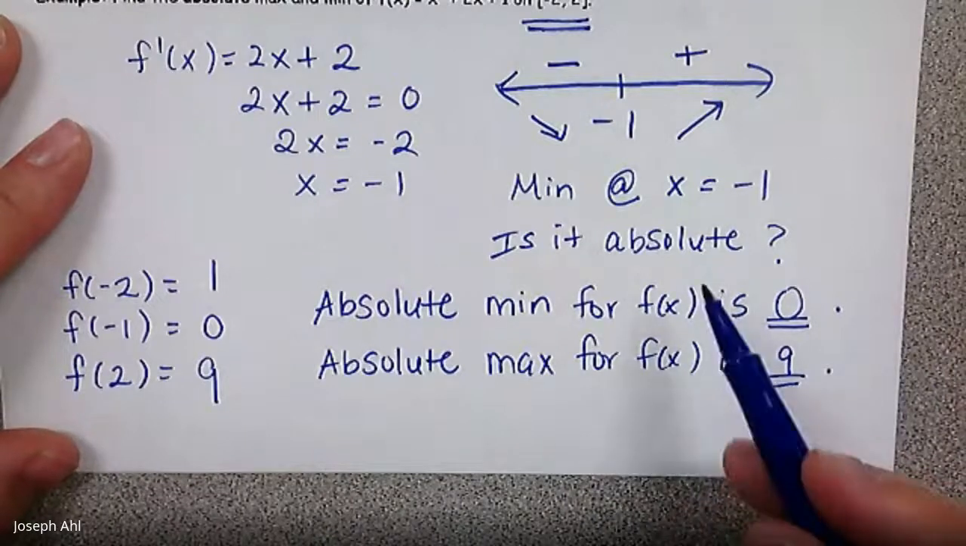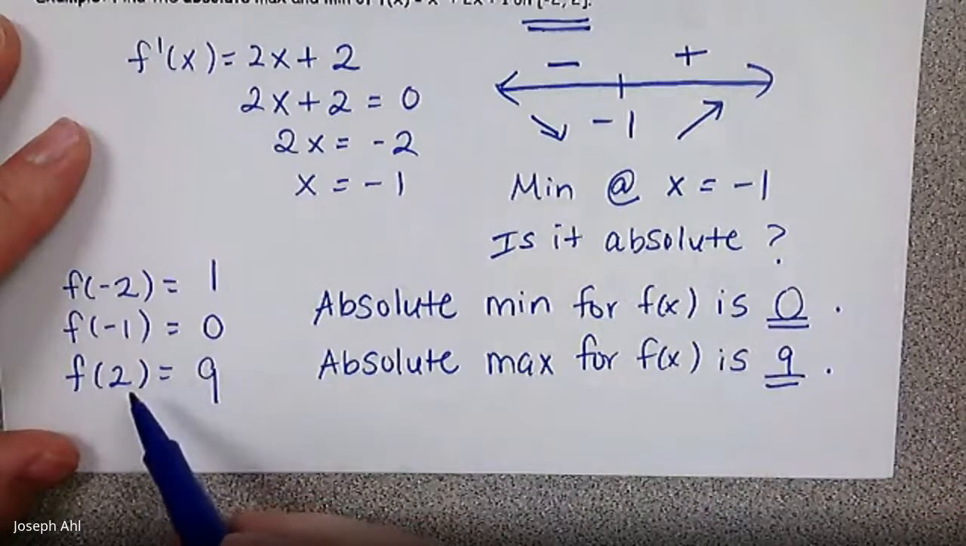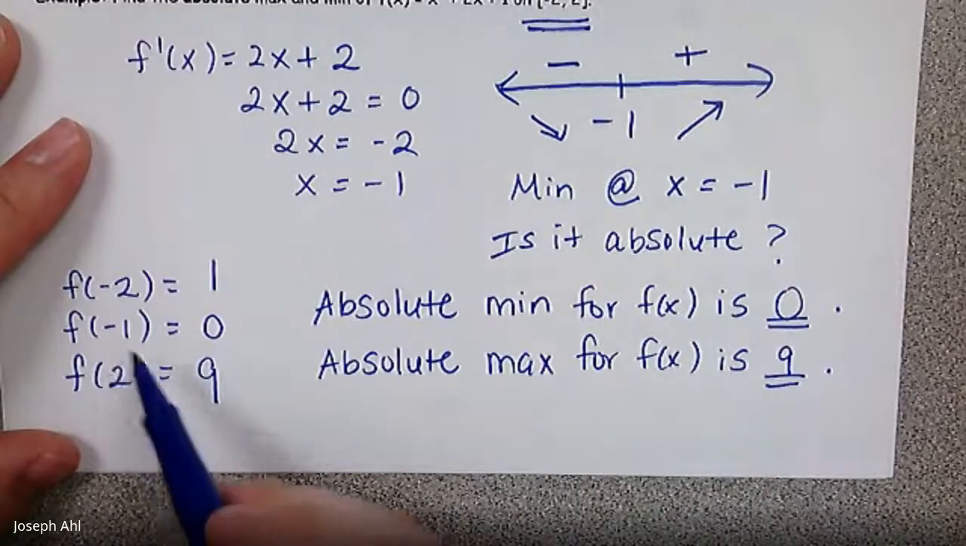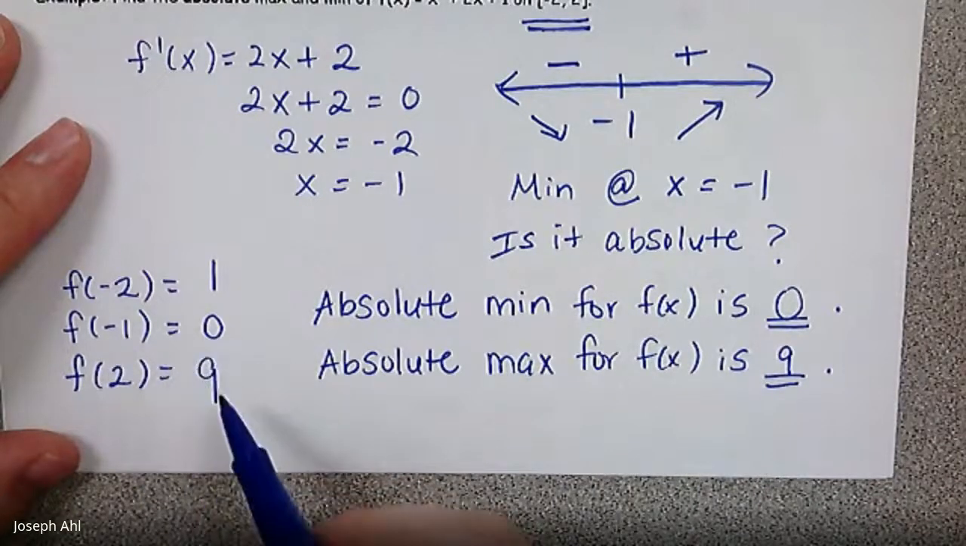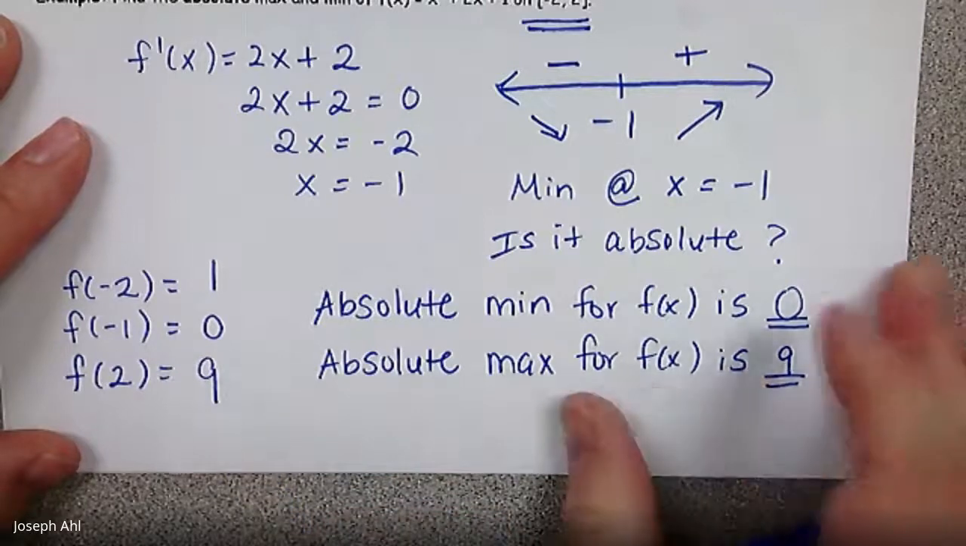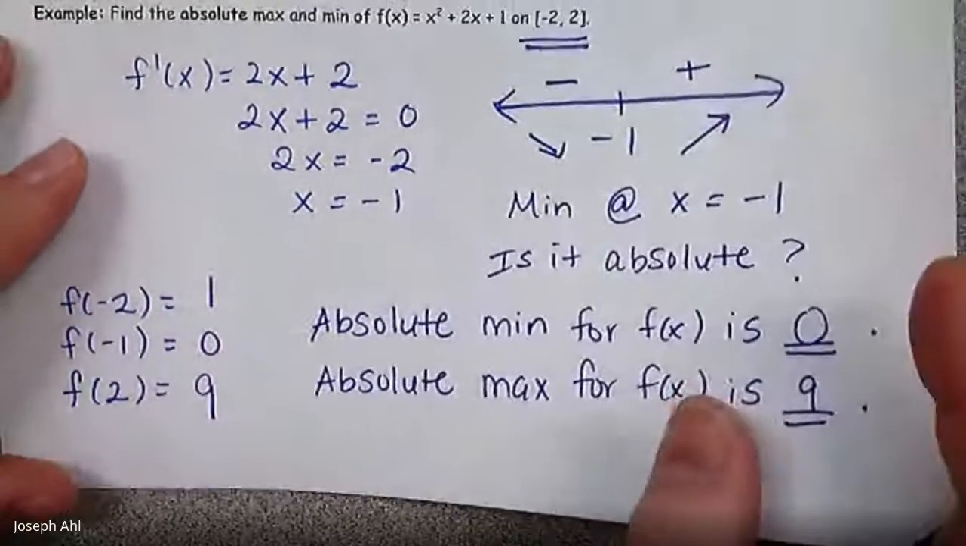So just knowing how to answer the question, we wouldn't say the absolute max is 2. The absolute max occurs when x equals 2, but the actual function value there is 9. So just make sure we're kind of consistent and okay with that.